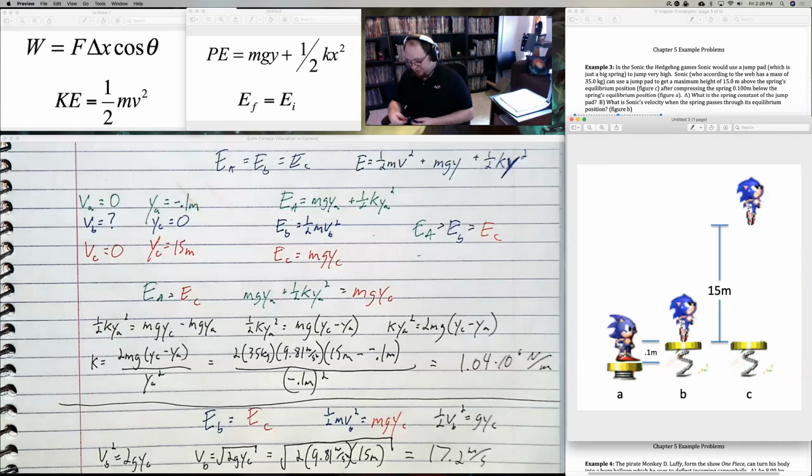This is very similar to the pogo stick problem I did. It's like a 50-50 chance that the first problem on your next exam will involve conservation of energy with a spring. It's going to be conservation of energy with a spring or rolling, which, as I said, we haven't covered yet. So, yeah, any questions? I'll do one more.